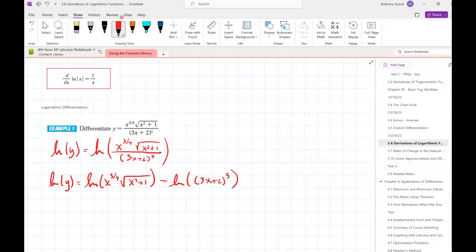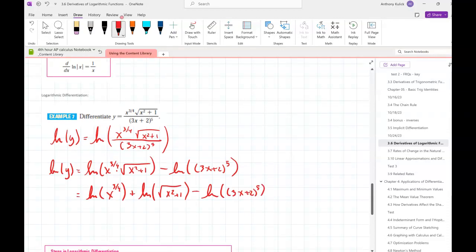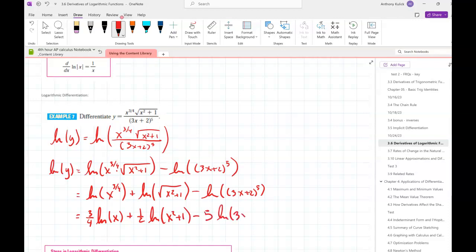And then I would apply the product property, which I see inside the first logarithm. And then I can do the power properties. Does everybody feel okay with how I've expanded things?